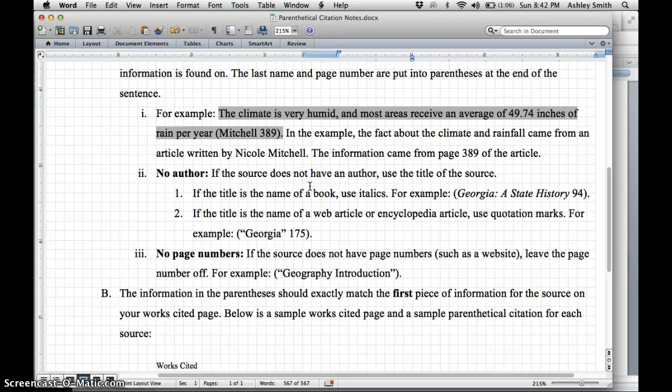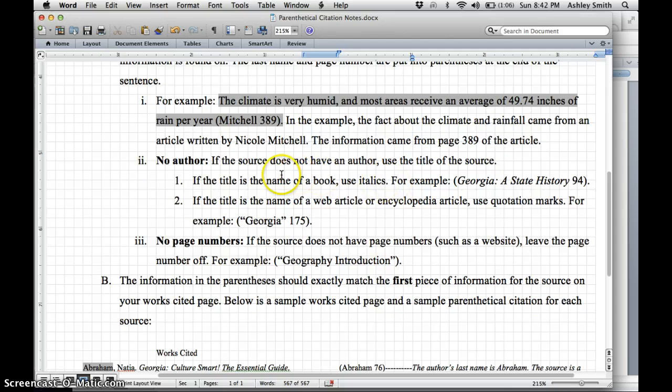Now, if your source does not have an author, which is the case with many website sources, use the title of the source instead. And then here are some instructions about using titles. If the title is the name of a book, you want to italicize the title. Here's an example. If the book was called Georgia: A State History, it's a book title, so I put it in italics and then follow it with the page number.